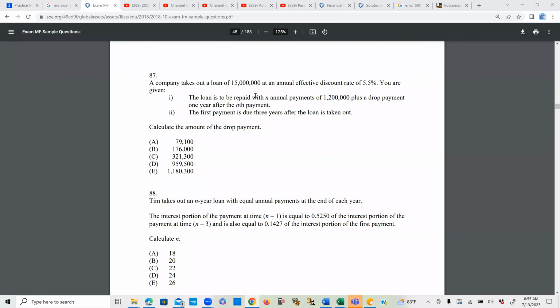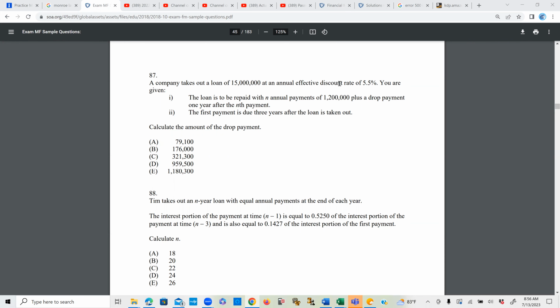Company takes out a loan of 15 million, annual effective discount rate 5.5%. The loan is to be repaid with n annual payments of 1.2 million plus a drop payment 1 year after the nth payment. The first payment is due 3 years after the loan is taken out. Calculate the amount of the drop payment.